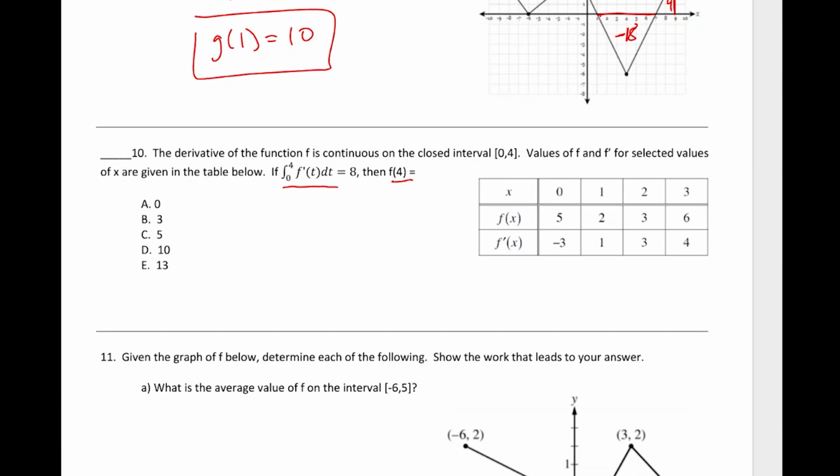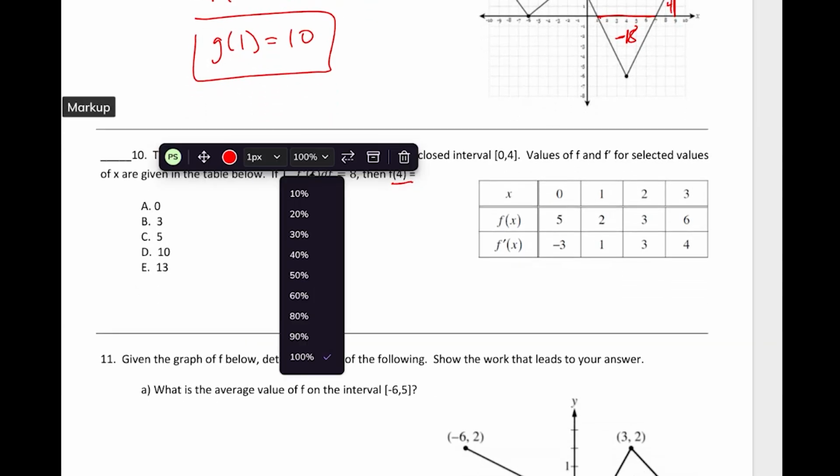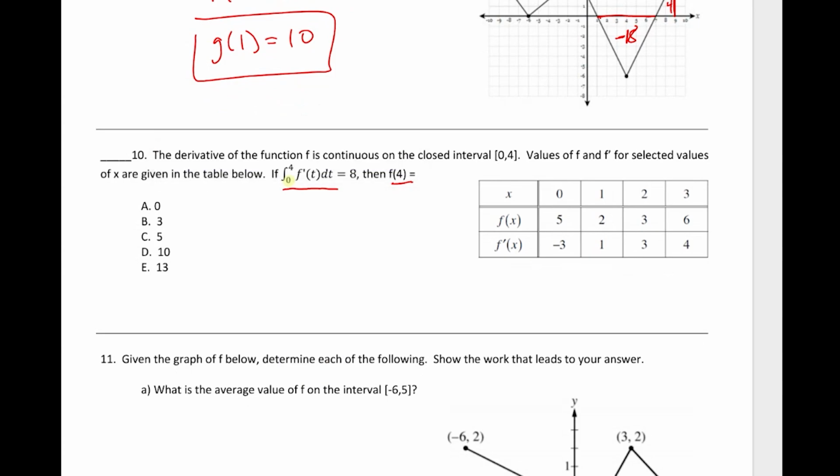Okay, so I think what this is sort of leading us to, if we've worked a bunch of problems like this in a row, looking at those boundaries of the integral, if I want to set up a fundamental theorem equation, I'm also going to need to reference f of 0, because the integral from 0 to 4 of f prime t dt is going to equal f of 4 minus f of 0.